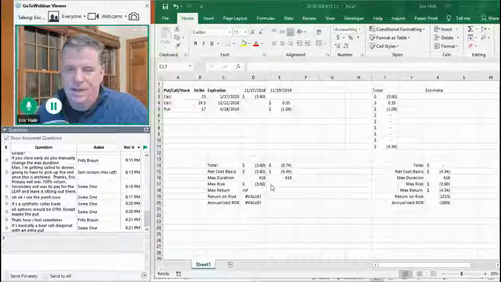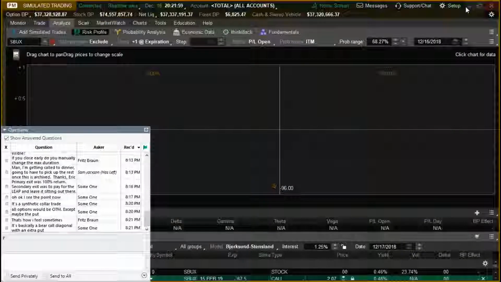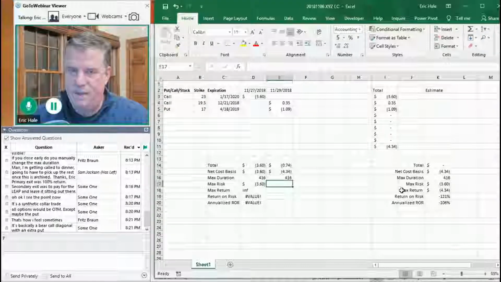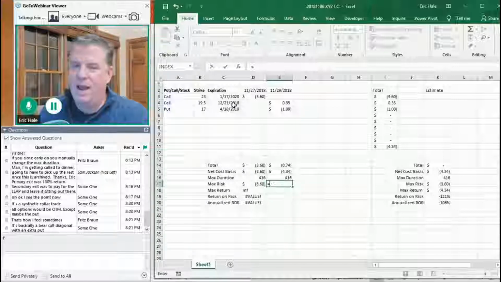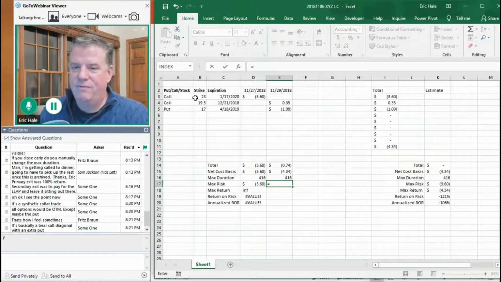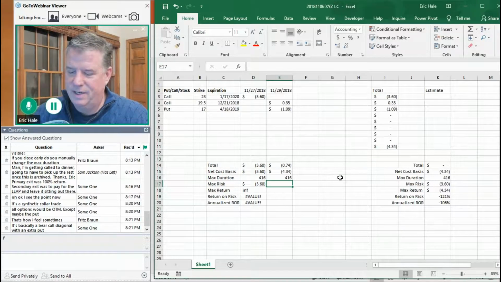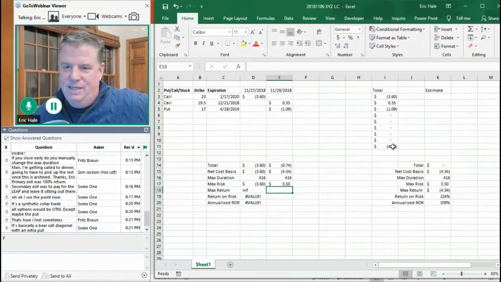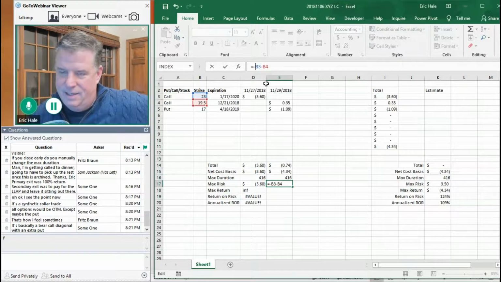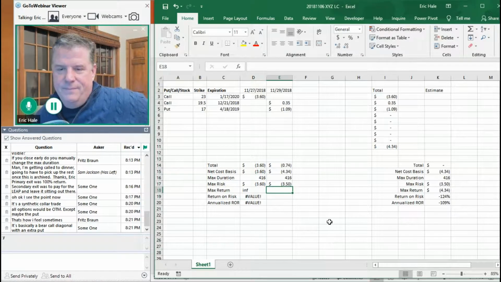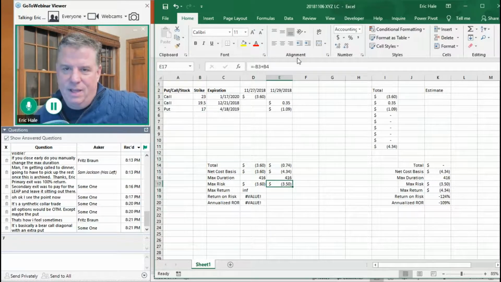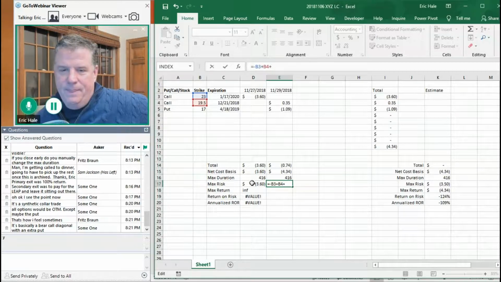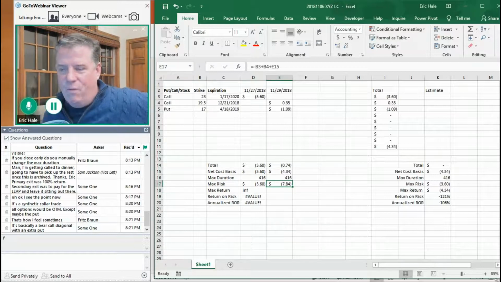So this is where we need to get a little bit creative on the risk. And so we have the risk is going to be equal to the spread, where I have the right to buy the stock at 23, but I have an obligation to sell it at 19, right? No, wait, let me make sure I get that right. I have the right to buy at 23, but I have an obligation to sell at 19. So that's backwards. Yes. So the risk from the spread, it's a $3.50 wide spread. It's going to be that plus the net cost basis. So the risk is 784.